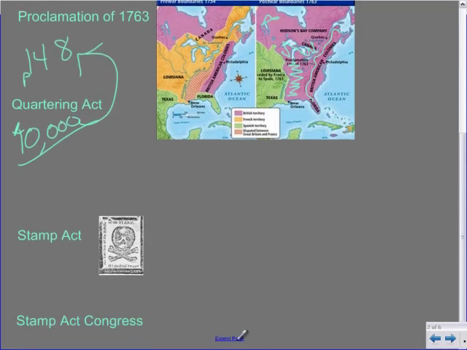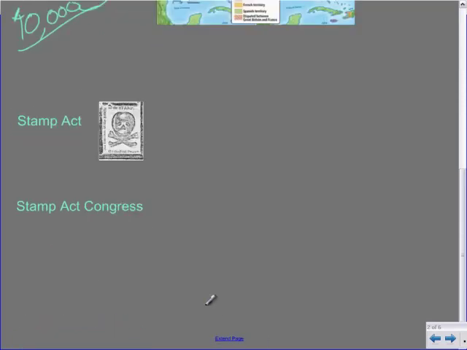The Quartering Act is kind of like one of the first steps of the English doing things, or the Proclamation of 1763 really is the beginning of the English doing things to the Americans that the Americans just don't like.